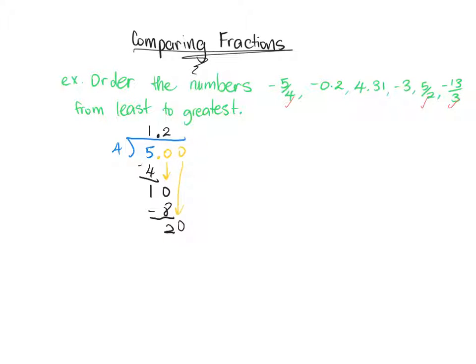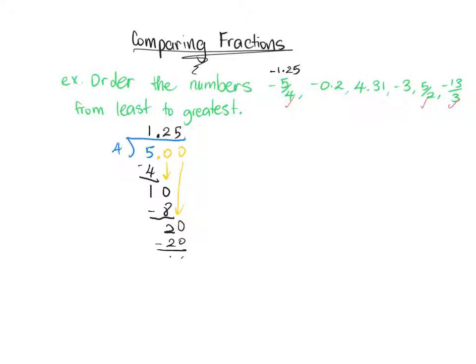Okay, now we're going to go ahead and bring that down, and we get 20, and 4 into 20 goes exactly 5 times. We know that because 5 times 4 is 20, and when you subtract, there is no remainder. All right, so our first decimal, I'll put it on top of negative 5/4. Our first decimal is negative 1.25. All right, so we're going to use that when we're ordering our numbers.